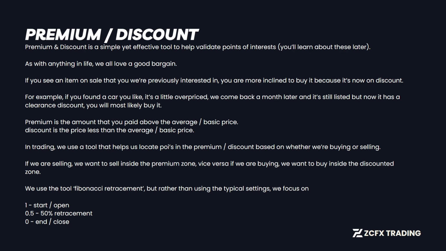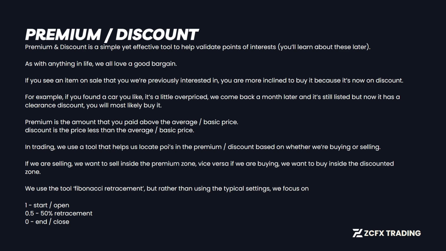For example, if you find a car that you're interested in, and it's a little lower price, but you come back a month later and it's still listed, but it now has a clearance discount because no one's buying it, you're most likely to be inclined to buy it because you wanted it previously. Obviously, you've still got the cash there. Premium is the amount that you paid above the average or basic price, and obviously the discount is a price less than the average or basic price.